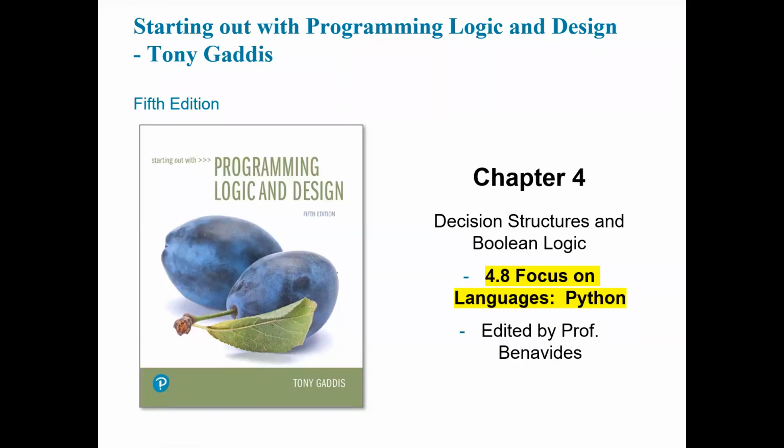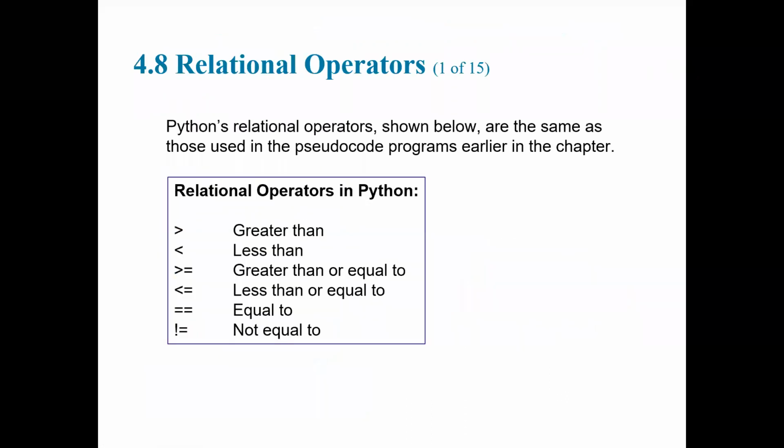Let's go over section 4.8 of chapter 4. Now, this is on decision structures and Boolean logic, and we're going to drill down on Python programming. So we first start off by reviewing the relational operators. We do this because we're going to be using these relational operators to help us make decisions.